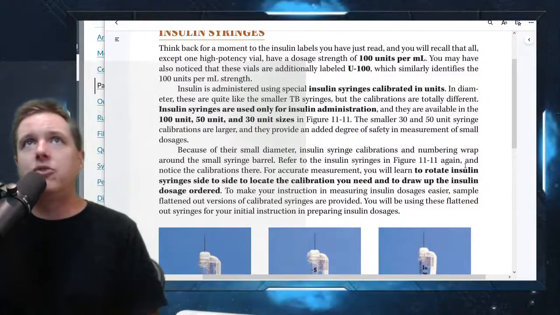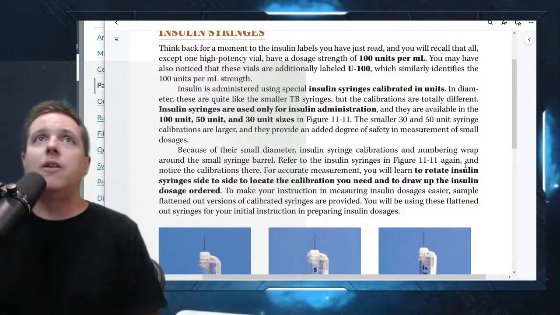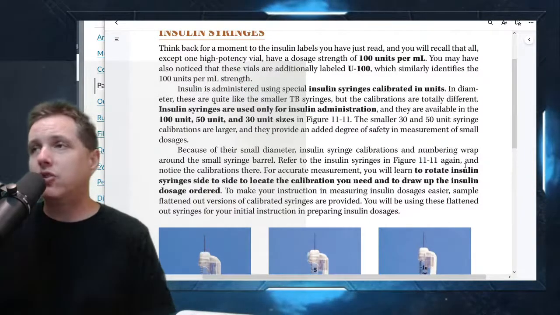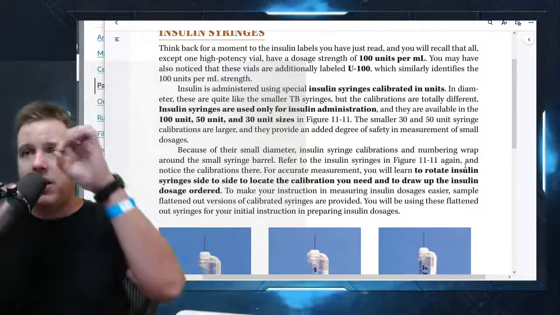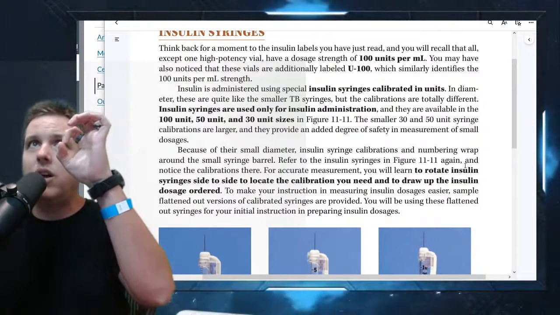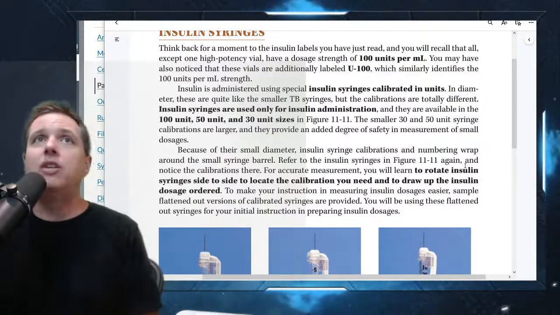Insulin is administered using special insulin syringes calibrated in units. In diameter, these are quite similar to the smaller TB syringes. So remember those little small syringes we talked about where each gradation was really, really tiny. It was like a 1/100th of a milliliter. So these are small like that, right?